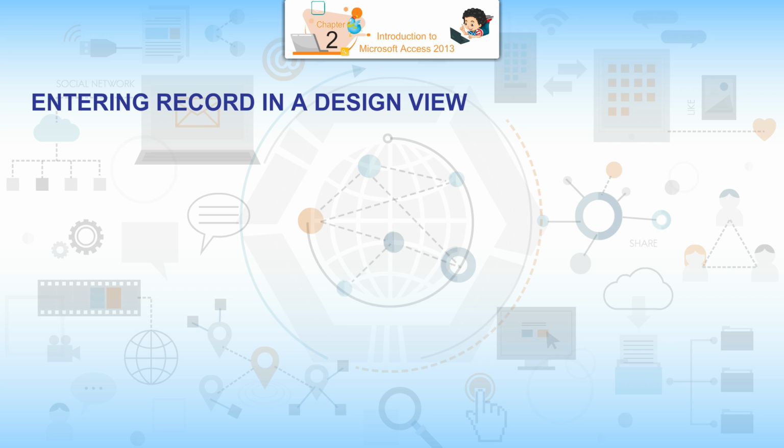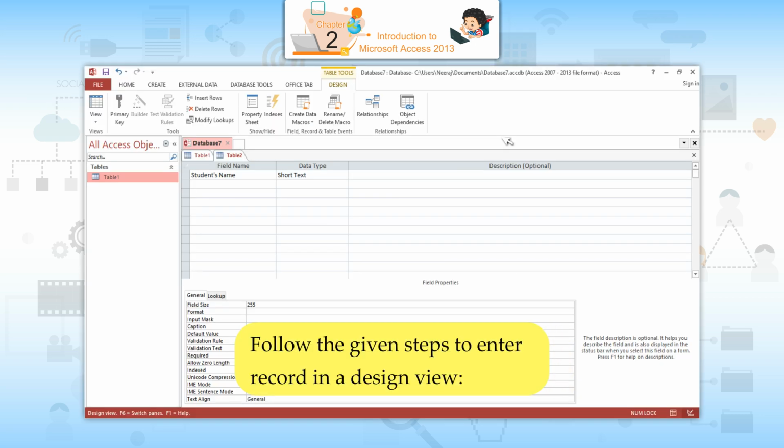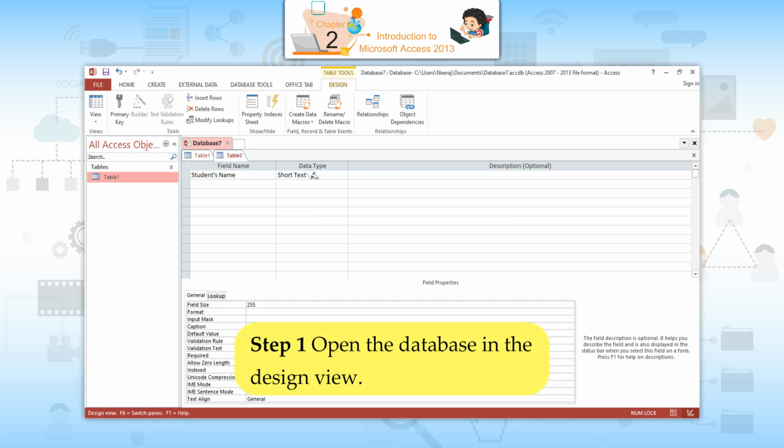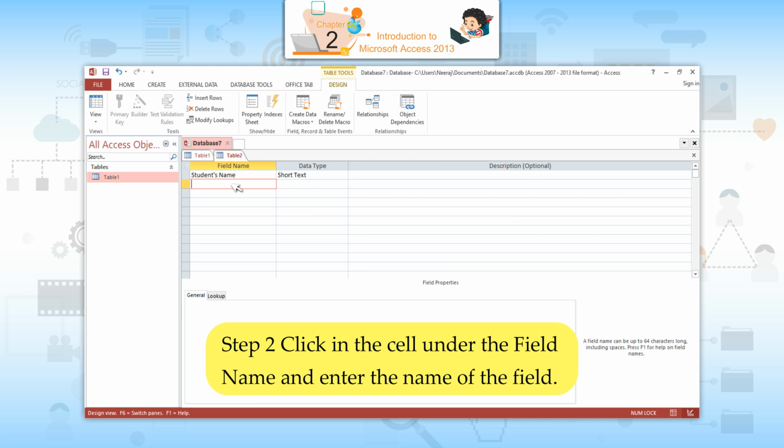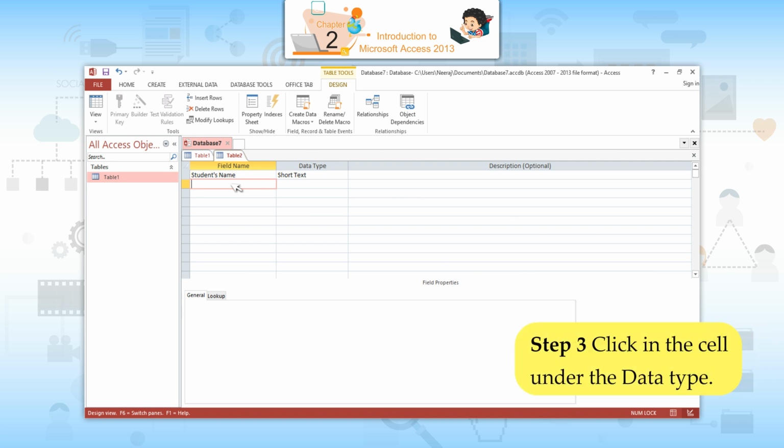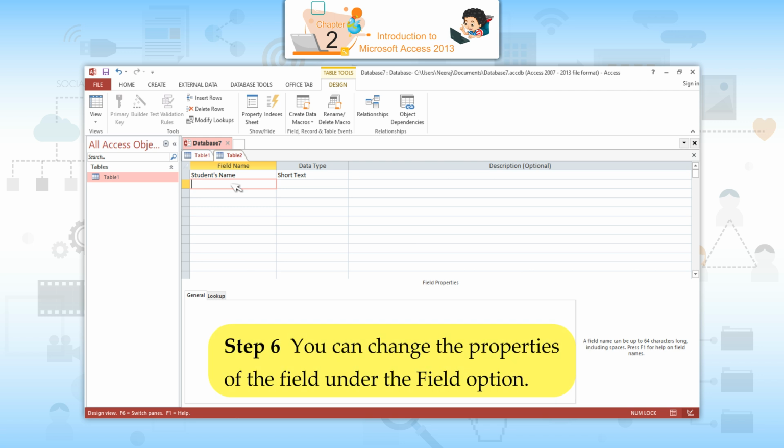Entering record in a design view. Follow the given steps to enter record in a design view. Step 1. Open the database in the design view. Step 2. Click in the cell under the field name and enter the name of the field. Step 3. Click in the cell under the data type. Step 4. Click on the arrow. A drop-down list of options will appear. Step 5. Select the data type for the field. Step 6.